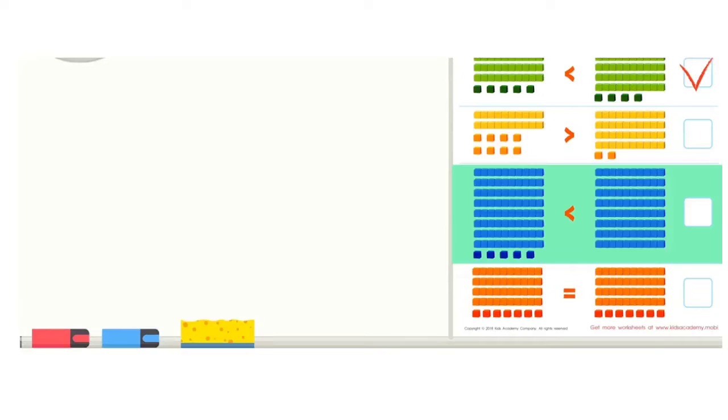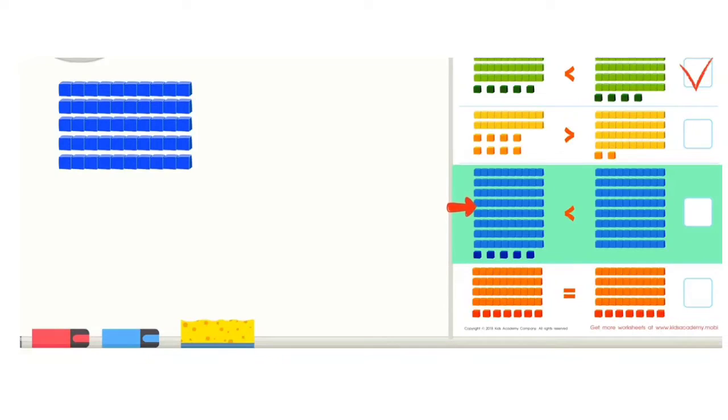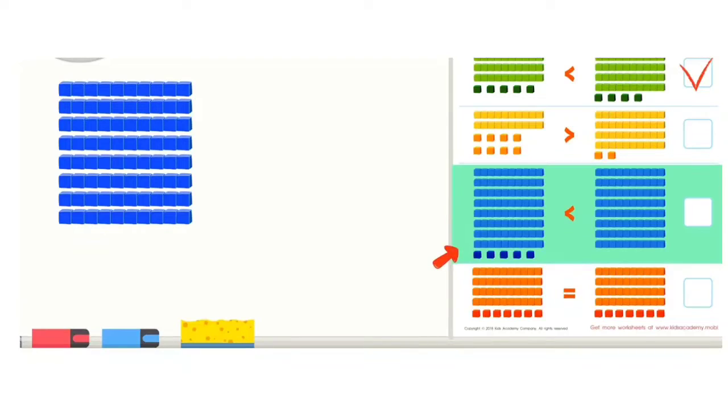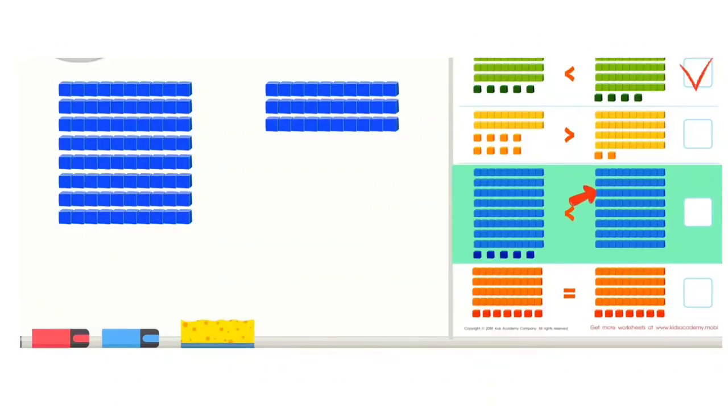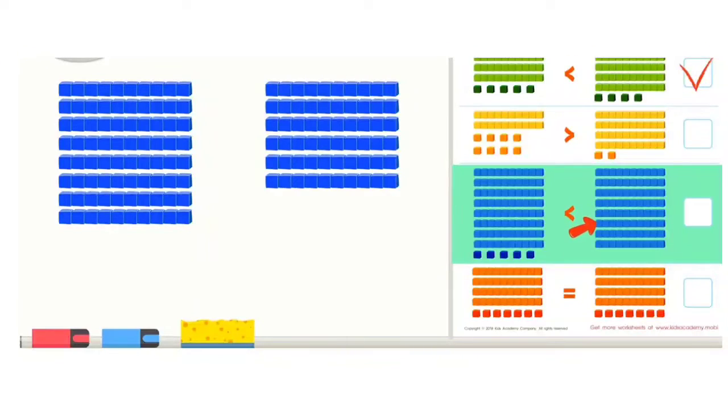Wow, there's a lot of longs in this one. Let's see if we can figure out which number is larger by just counting the longs. Let's count the longs in the first number. We have 1, 2, 3, 4, 5, 6, 7, 8. Now let's count the longs in the other number. 1, 2, 3, 4, 5, 6, 7, and 8. So they both have 8 tens, which means they're both equal to 80.